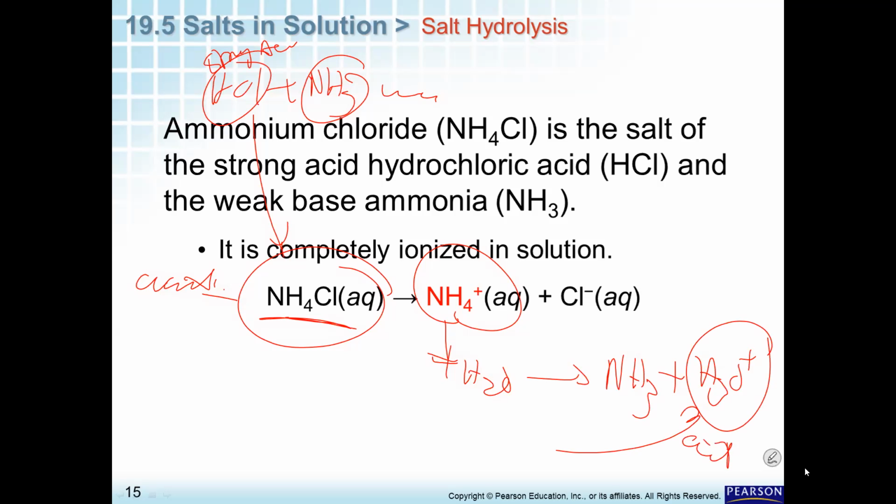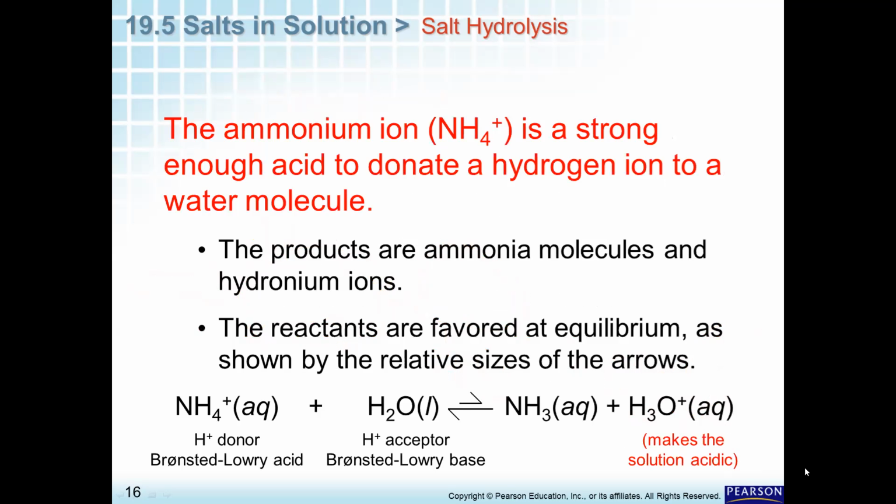So it is acidic not because we have a strong acid, but because the cation will donate a hydrogen to the water to produce hydronium ion. Okay? So that's what happened. The positive ion reacts with the water to produce hydronium ion, and that makes the solution acidic.